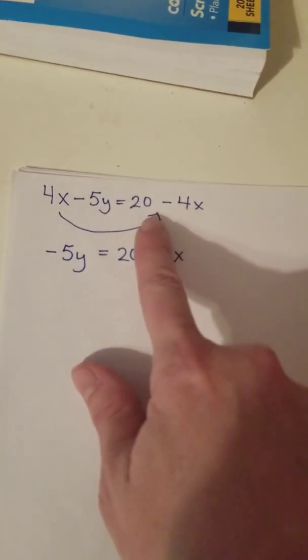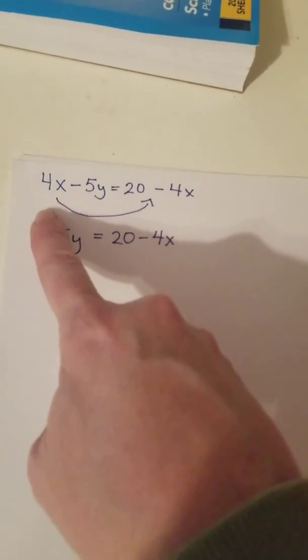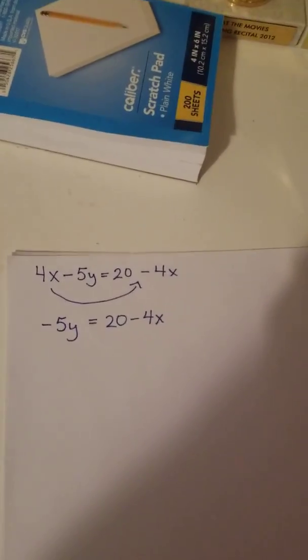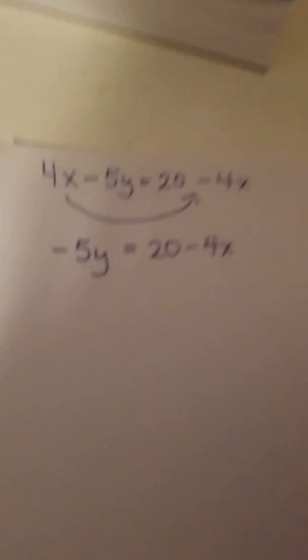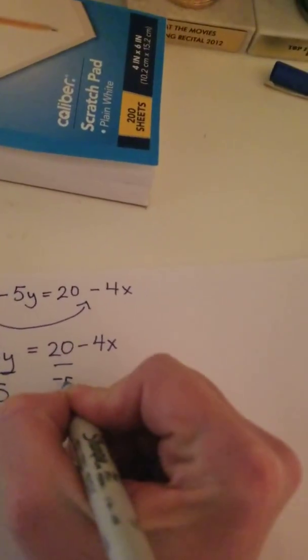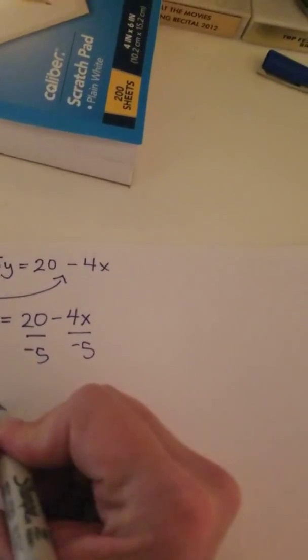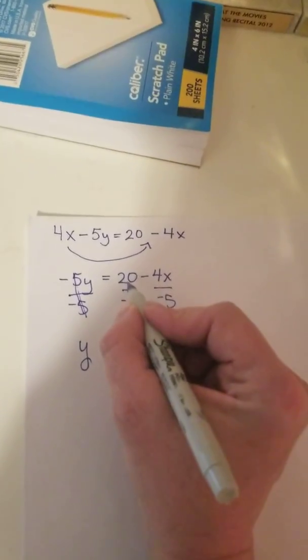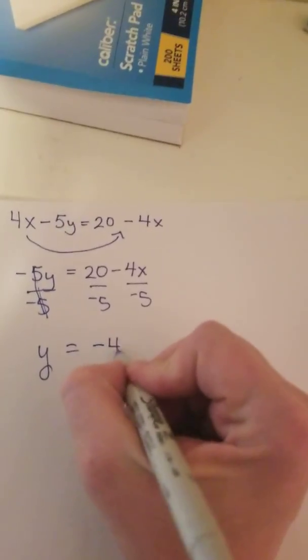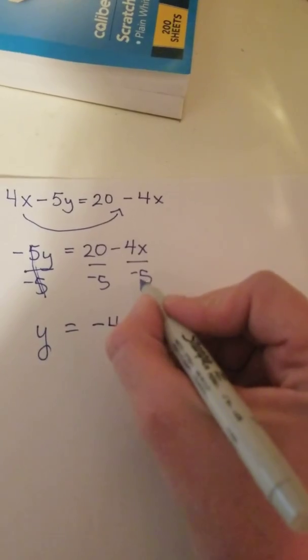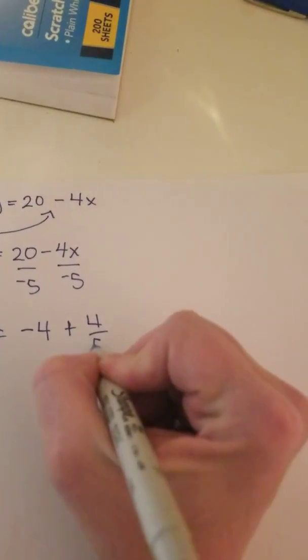Those are gone. All right, so maybe this will be clearer. All right, had to bring the 4x over here, so I subtracted it because the inverse of add is subtract. Negative 5y equals 20 minus 4x. So now I grab my pen, take the lid off and divide everything by negative 5. Negative 5 and negative 5. That goes away because 5 over 5 is 1. So y equals a negative divided by a positive is a negative 4. And a negative divided by a negative is, tricky, plus 4 over 5x.